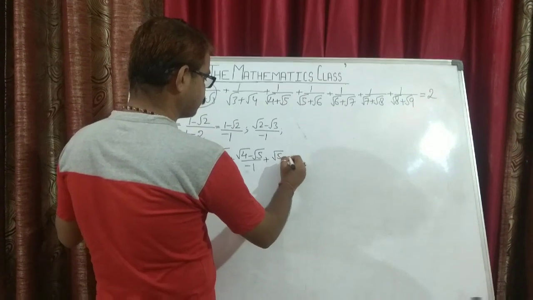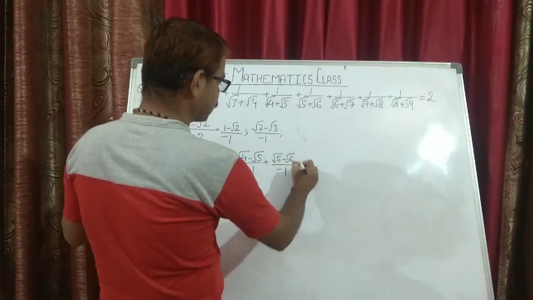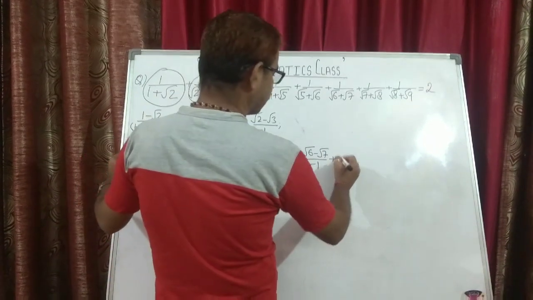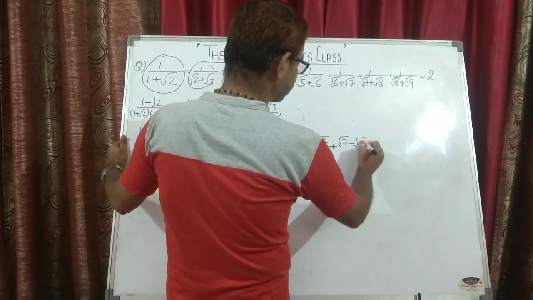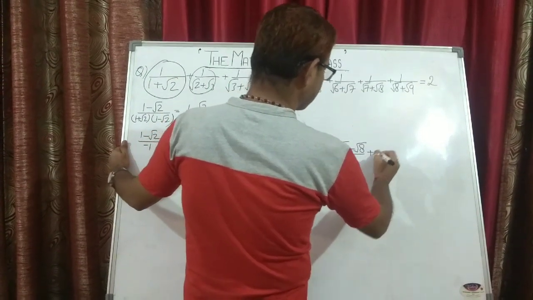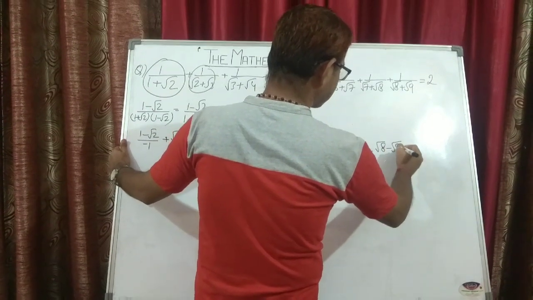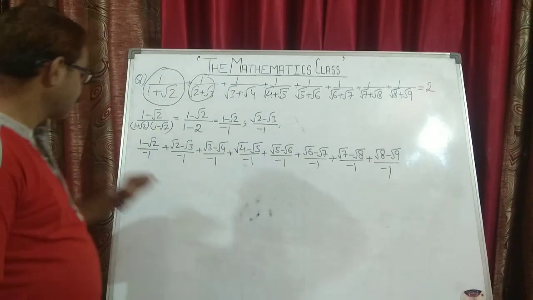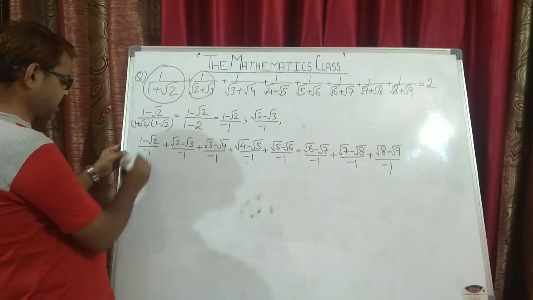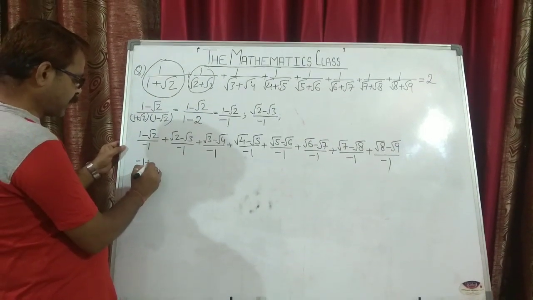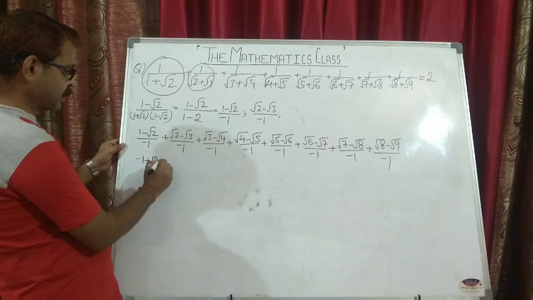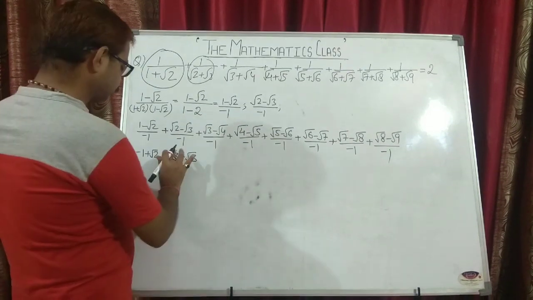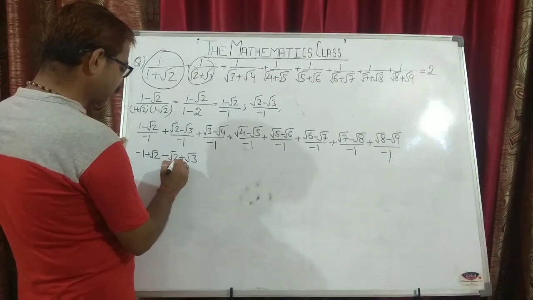Plus root 5 minus root 6 upon minus 1. Plus root 6 minus root 7 upon minus 1. Plus root 7 minus root 8 upon minus 1. Plus root 8 minus root 9 upon minus 1. Everywhere you will be getting the same. Now when minus is in the denominator, this term can be written as minus 1 plus root 2, first term. Second term can be written as minus root 2 plus root 3.